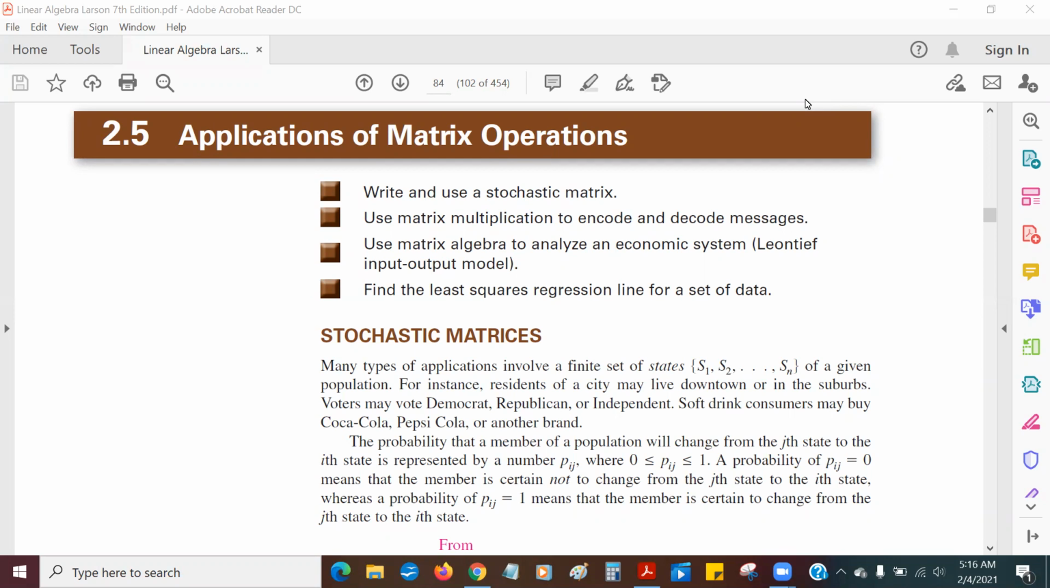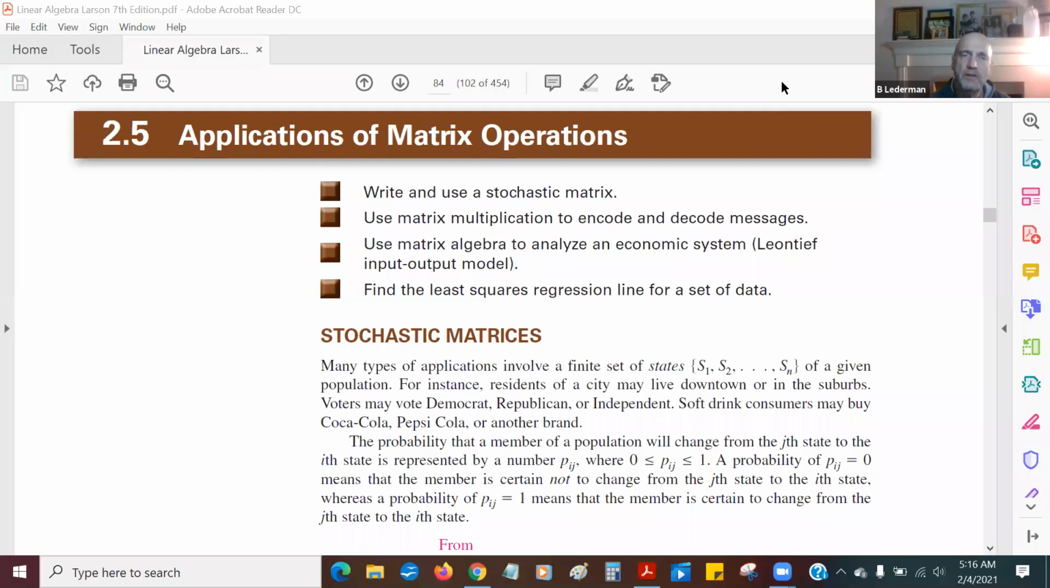Anyways, what is a stochastic matrix? Funny you should ask. First I have to give you a little introduction, and then we'll see what it means. A lot of times you have applications that involve finite states. Not a state like California is a state, but a state like, for example, the residents of a city: some live in downtown, some live in the suburbs, so that's a type of state.